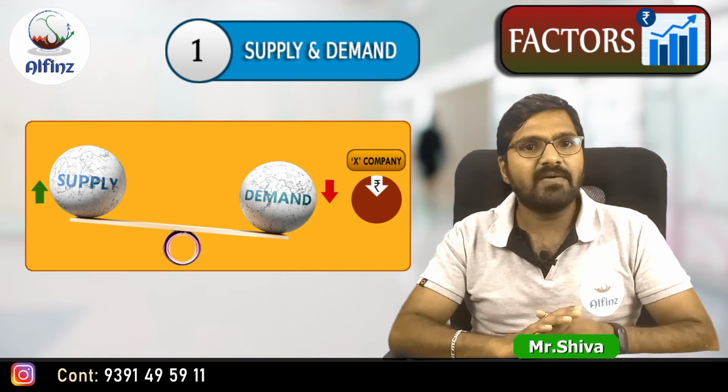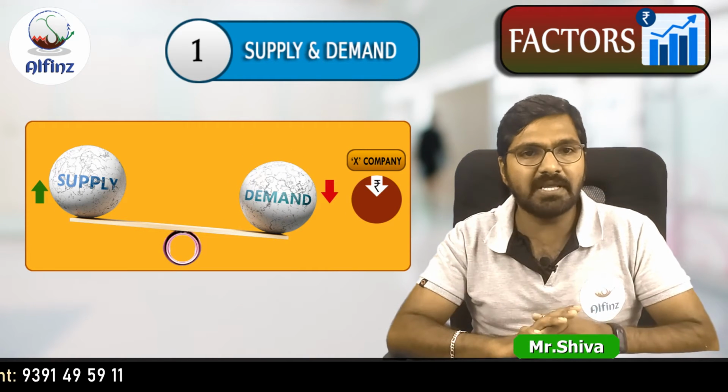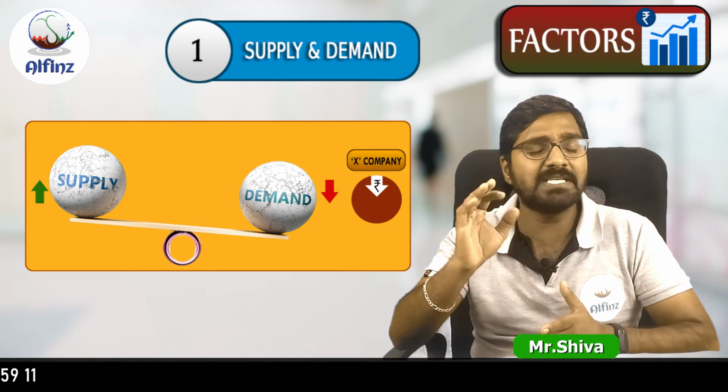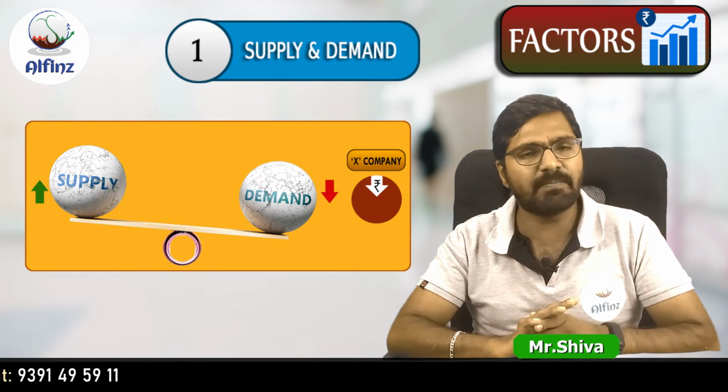In the same way, when the supply of X stock is more than the demand, it basically signifies the presence of more sellers than buyers for X company stock, which leads to a fall in the price of that particular stock.